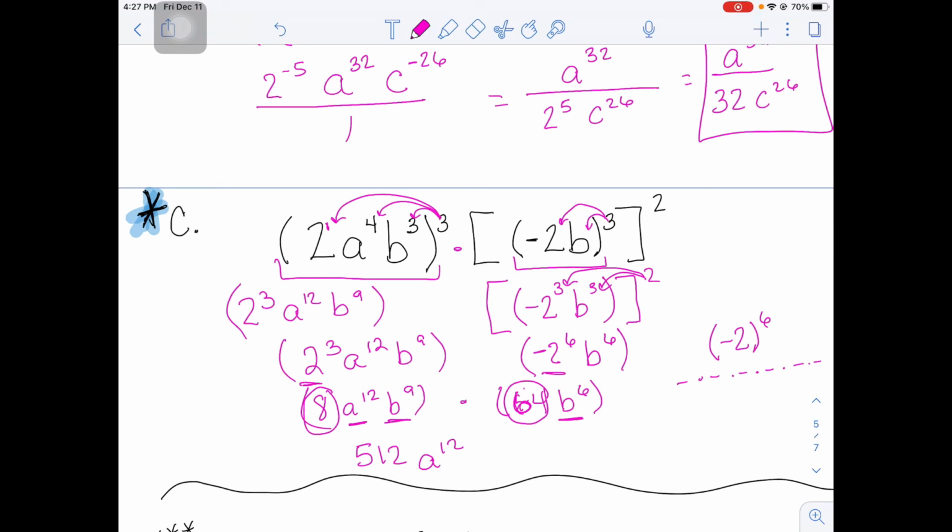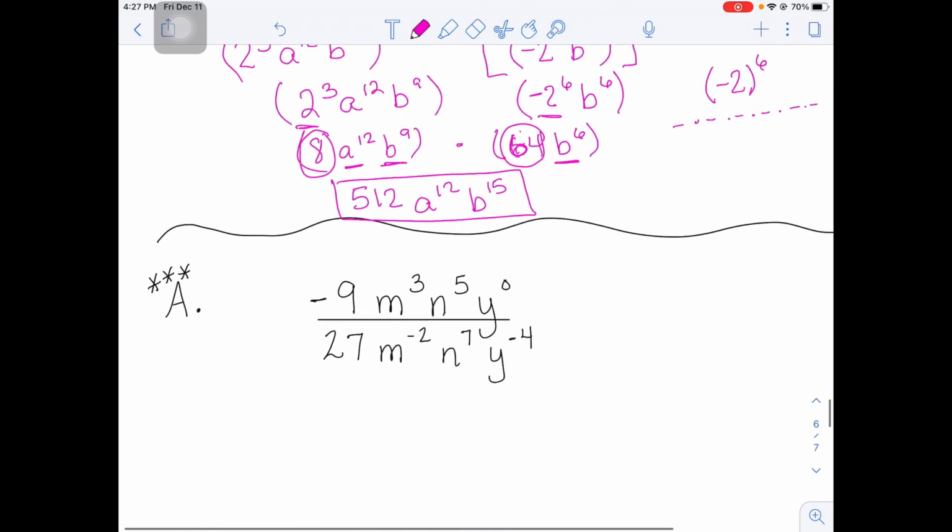So we add 9 and 6, and we get B to the 15th. So this would be our final answer. Whew, that's a toughie. All right, so now let's move to where we see some division.